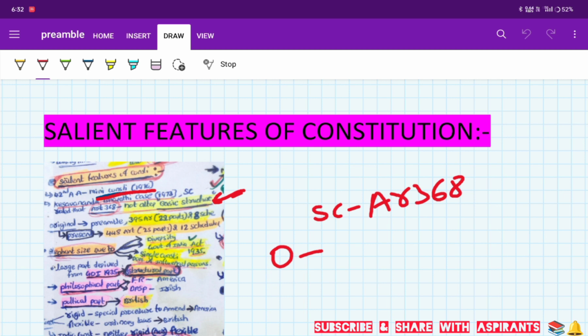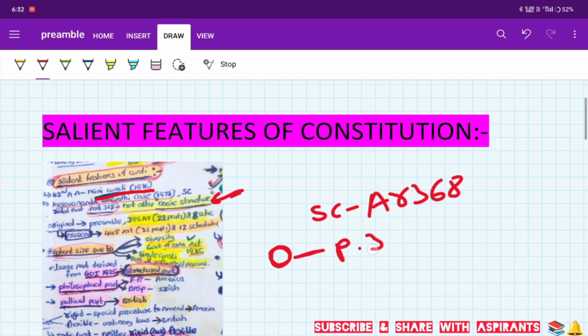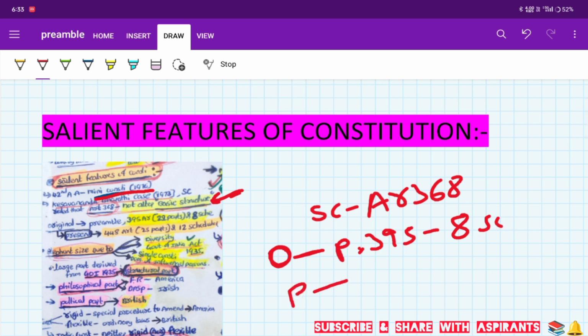In this lecture, I am going to cover the salient features of the Constitution. The original Constitution had a preamble, 395 articles and 8 schedules. But the present Constitution consists of 448 articles and 12 schedules. The 42nd Amendment Act 1976 is called the mini constitution.